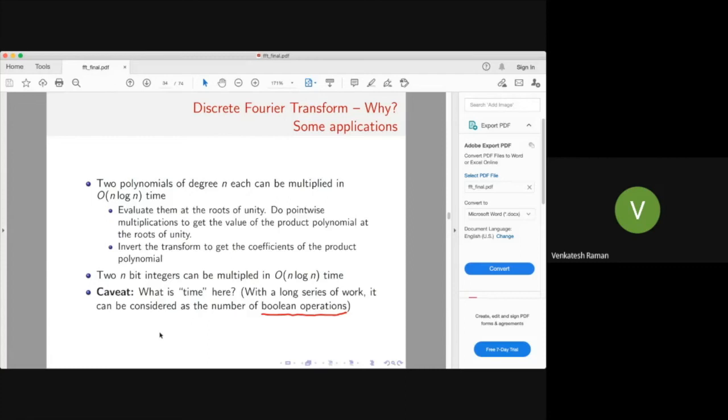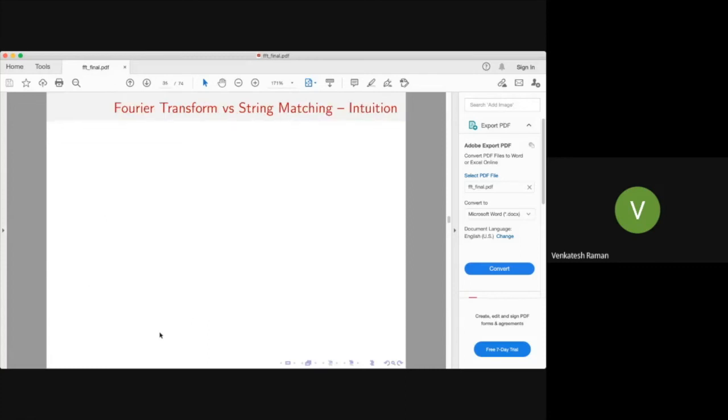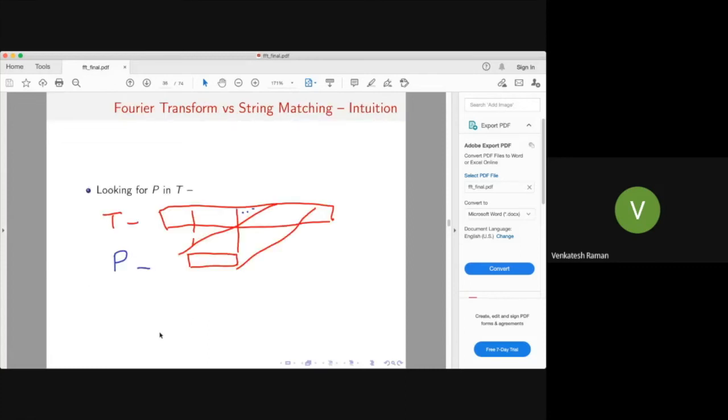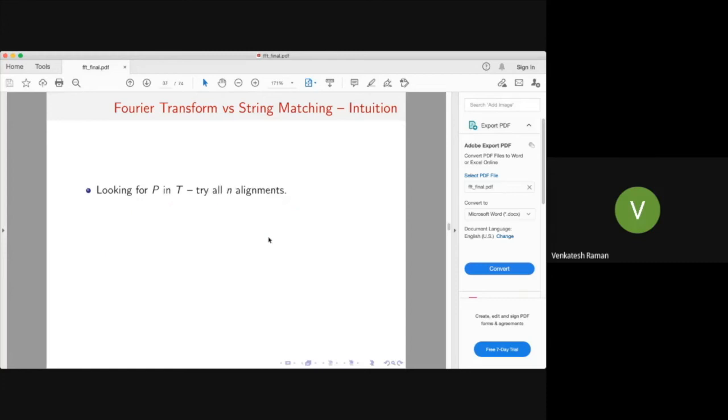Now let's get back to our string matching problem and see how we can apply this polynomial multiplication to solve the problem. First of all, let me give you an intuition of what the connection is between string matching and polynomial multiplication. What are you trying to do in string matching? You have this pattern. You're trying to find various alignments of this pattern in the text. So actually you're trying to somehow, in parallel, try n alignments.